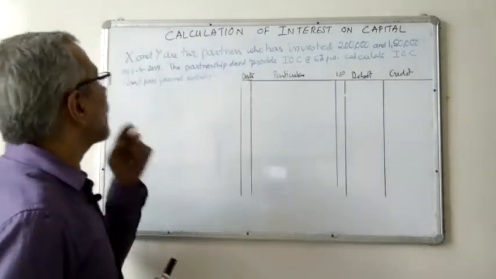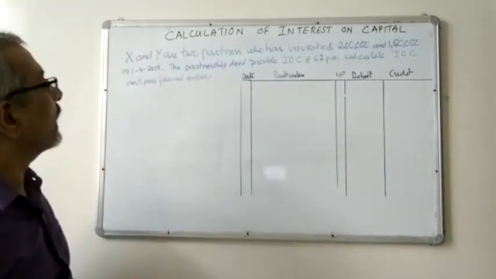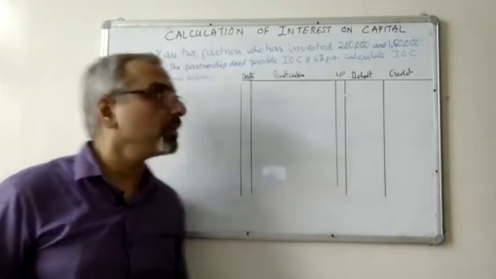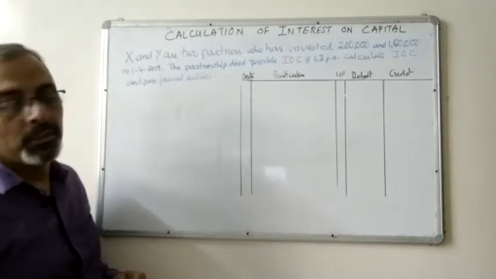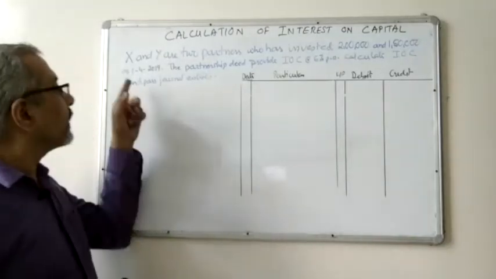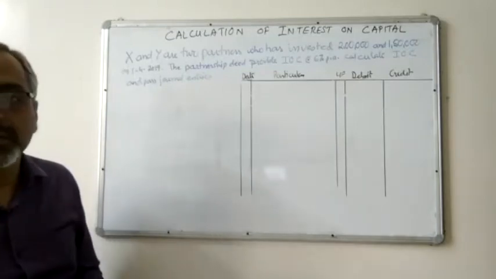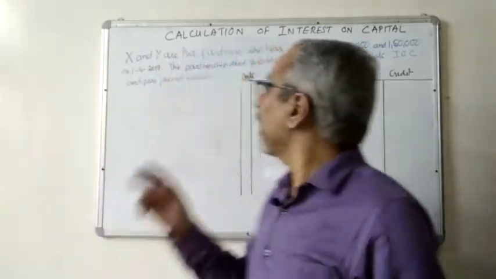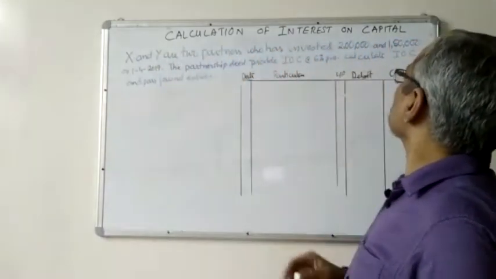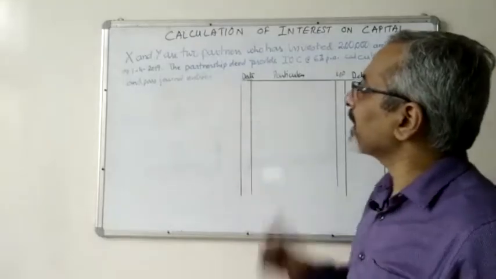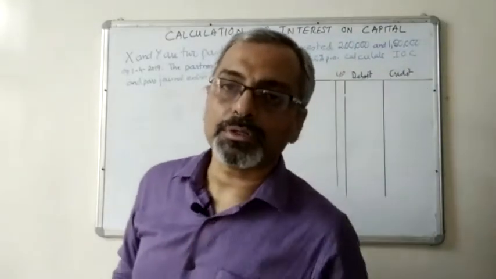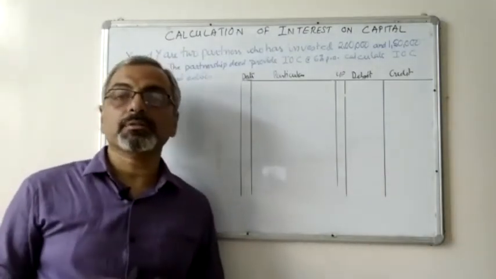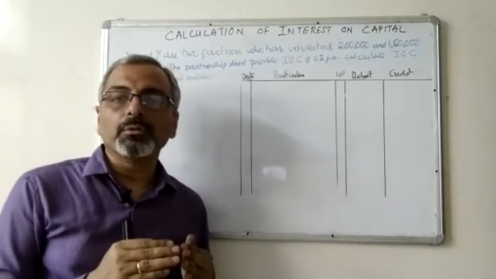So first, today we have a sum in which there are two partners, X and Y, who have invested 2 lakh and 1,50,000. The initial investment was made on 1st of April 2019, and you can see the partnership deed provides the interest on capital at 6%. So the question has asked us to calculate the interest on capital and pass the journal entry. Step number 1, calculate the interest on capital. Step number 2, pass the journal entry. So we'll go according to the steps.